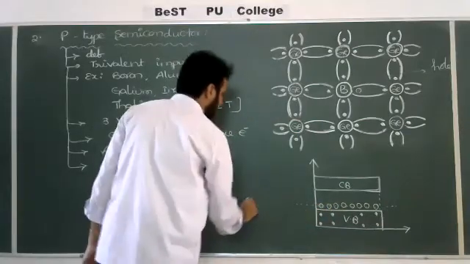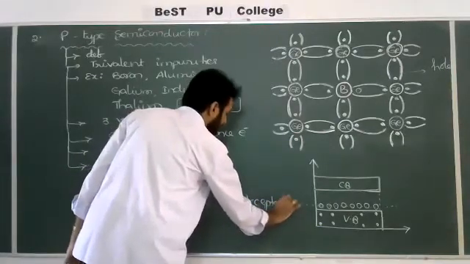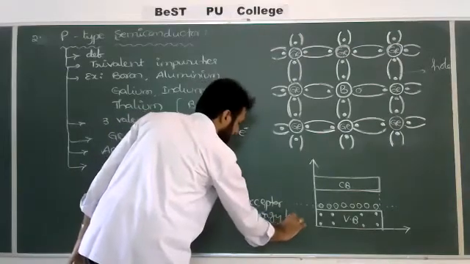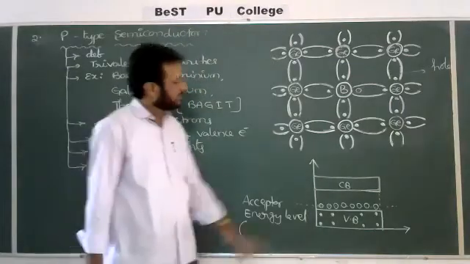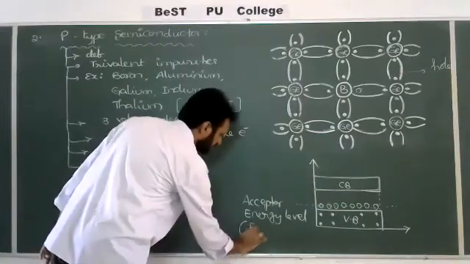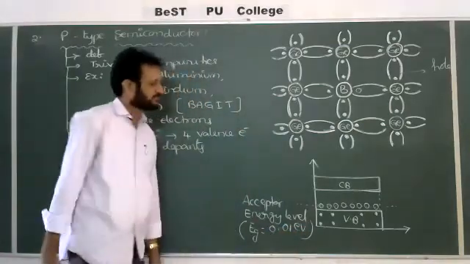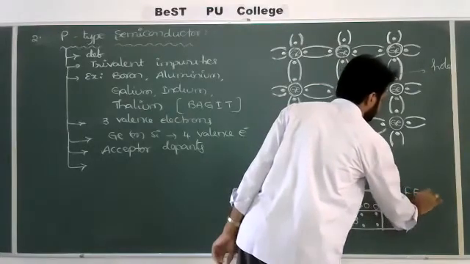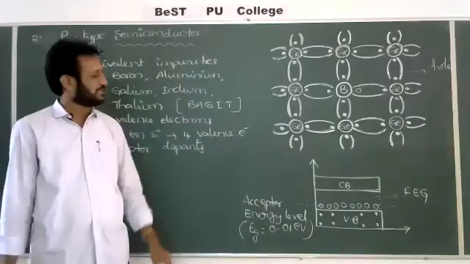So this layer can be called the acceptor energy level. Here the energy gap between the top of the valency band and the acceptor energy level is also about 0.01 electron volt, a very small value. Generally this is the forbidden energy gap. For germanium, that value is 0.7 electron volt.